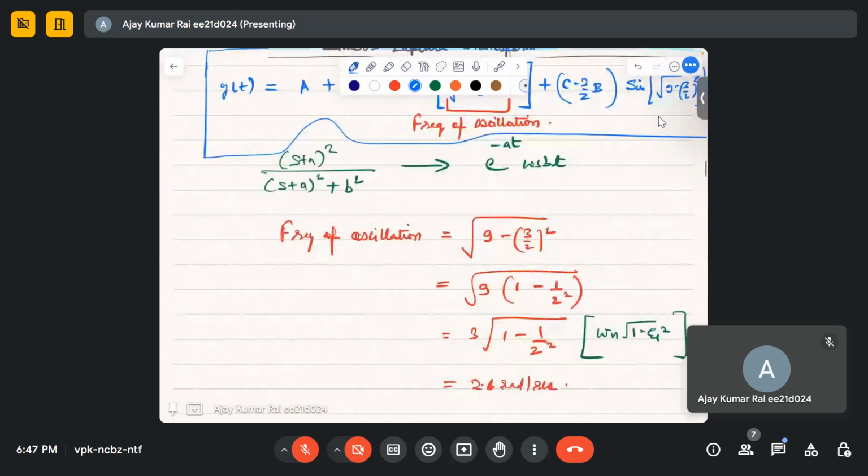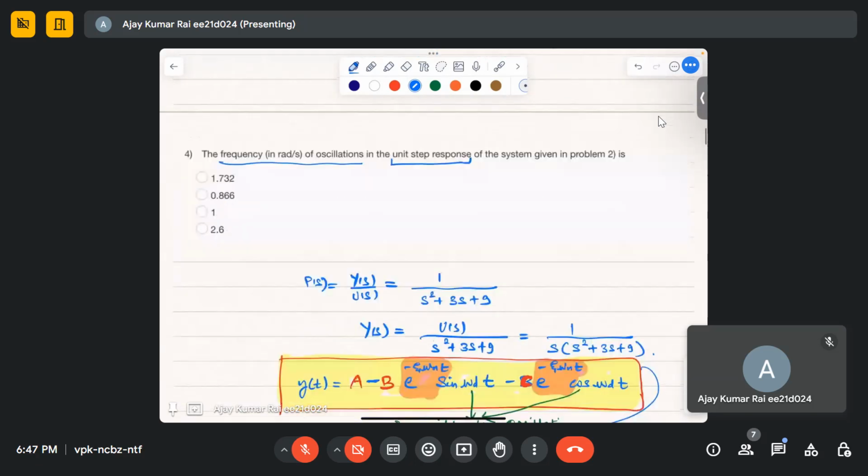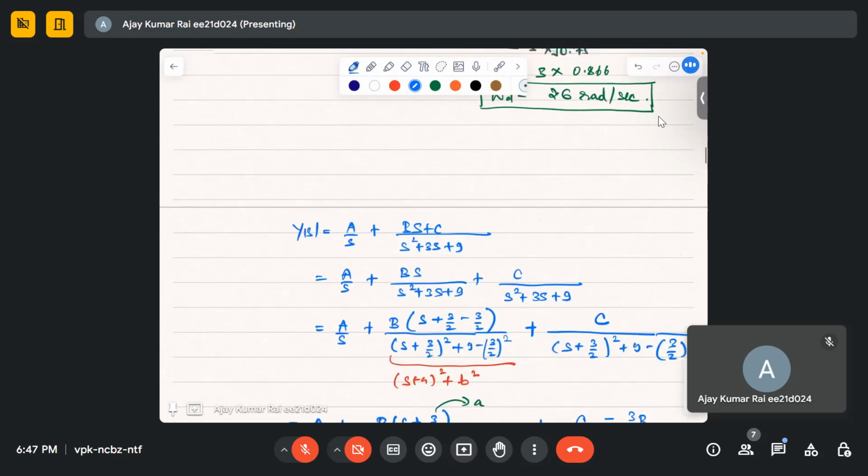Any doubt in this question, question number 4? Again, this was a very simple question. So we'll go to the next question.